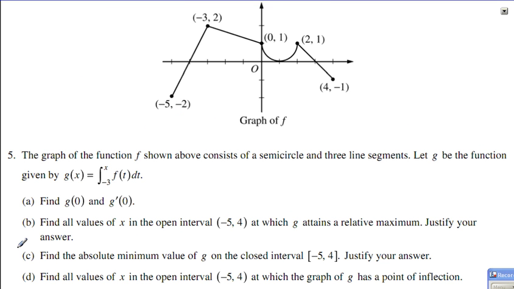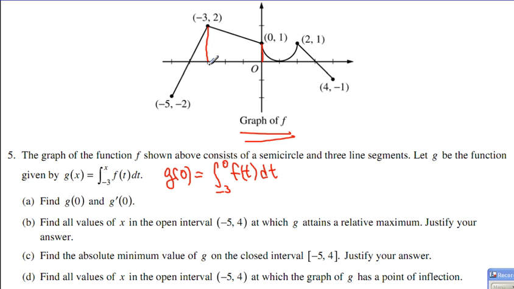Alright, great. Now we have number 5. The graph of f is given with 3 line segments and a semicircle. And then g of x is basically the area from negative 3, and we're going to figure the rest of them out. Now, what is g of 0? G of 0 basically means the integral from negative 3 to 0 of f of t dt. In other words, we just have to find the area from here to here.